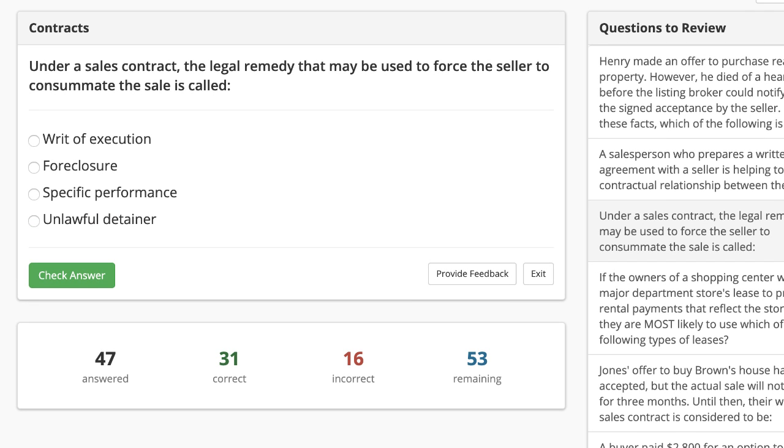So, next on our question board, under a sales contract, the legal remedy that may be used to force the seller to consummate the sale is called A, writ of execution, B, foreclosure, C, specific performance, or D, unlawful detainer.